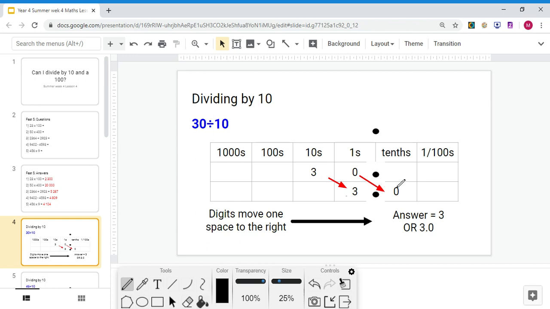Now between the ones and the tens, there is a point, and that is why you see those points over here. For the answer, both are correct. You could either just write it as 3 or you could write it as 3.0.